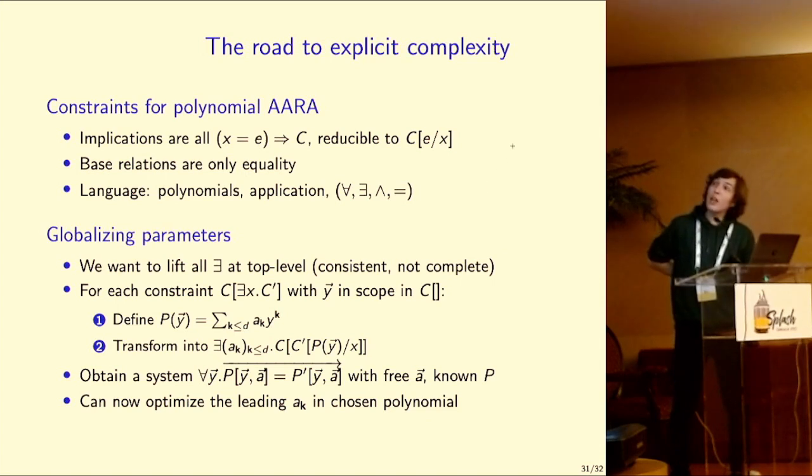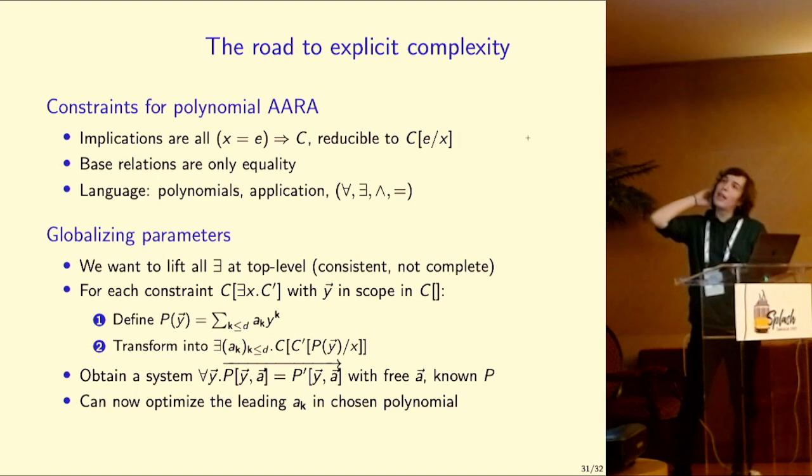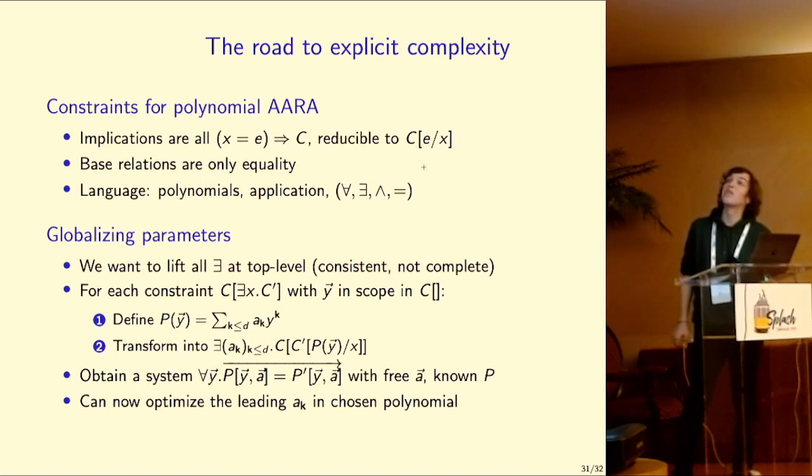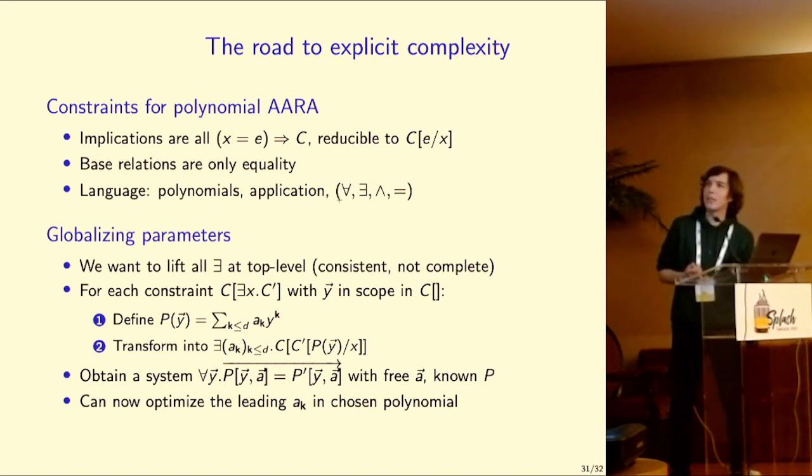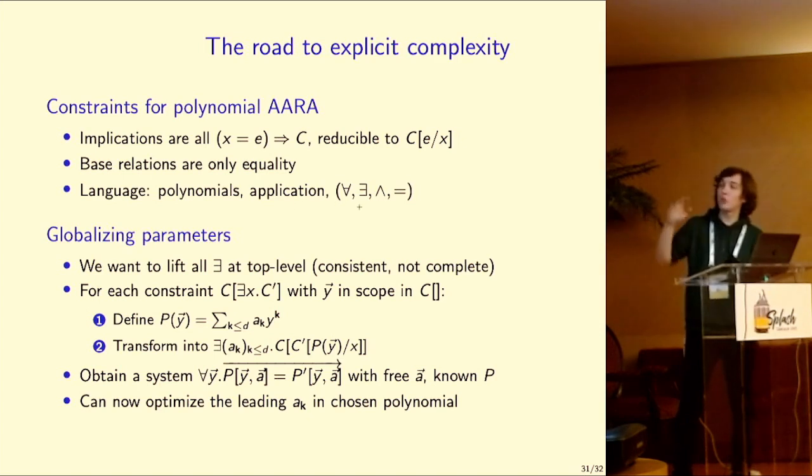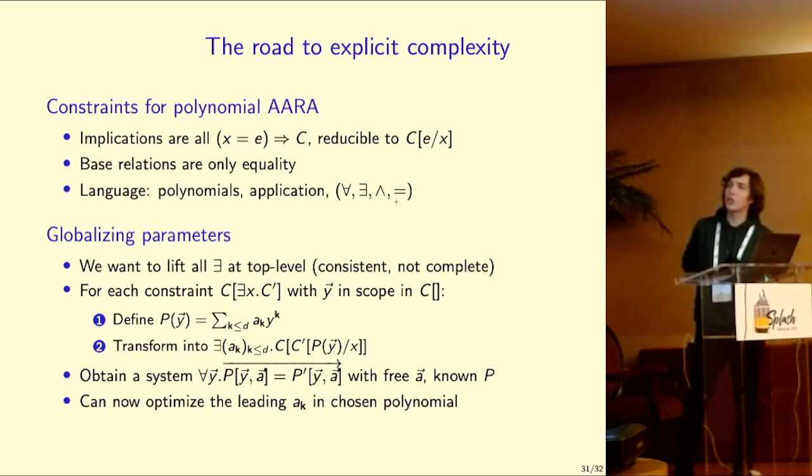For some analyses we can. For example, for polynomial complexity in ARA, every implication in the first order constraint we have set up looks like X equals some expression implies C, which we can reduce by substitution. At the end of the day, those first order constraints used by ARA look like a combination of polynomials, applications of polynomials, and using the two quantifiers, but only conjunction and equality.